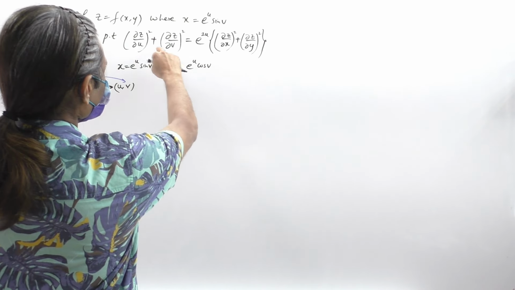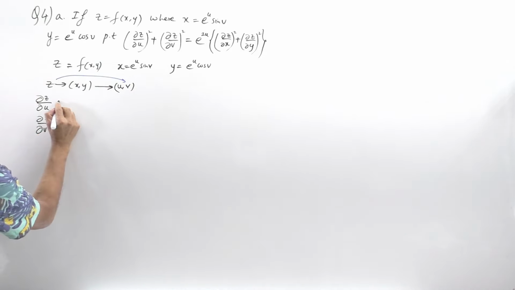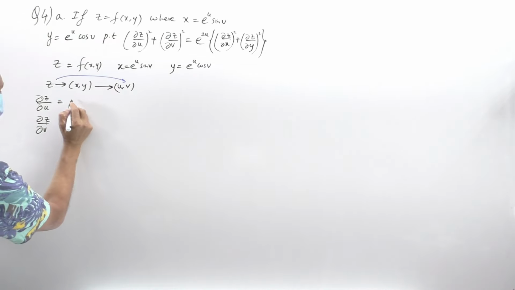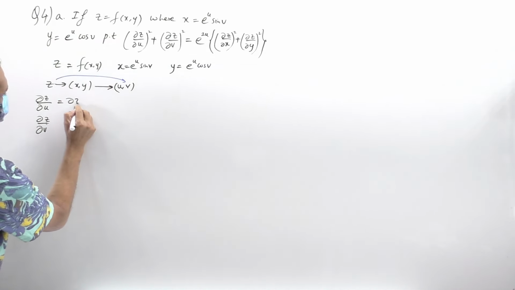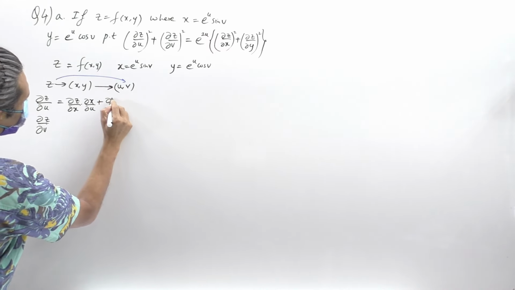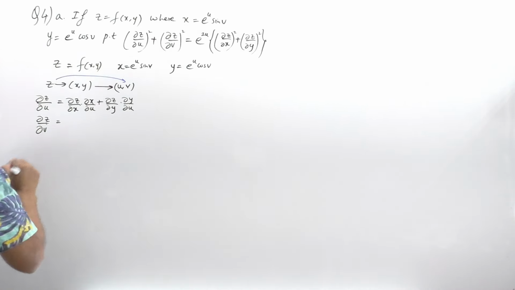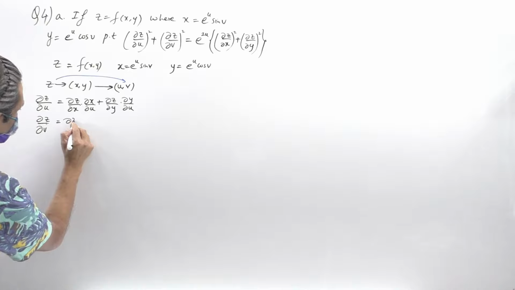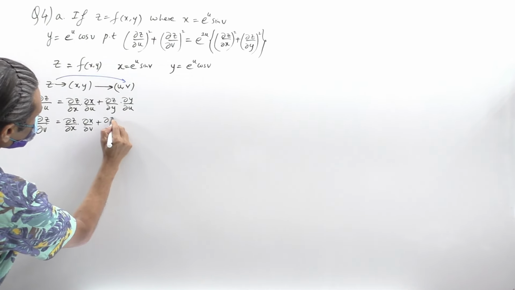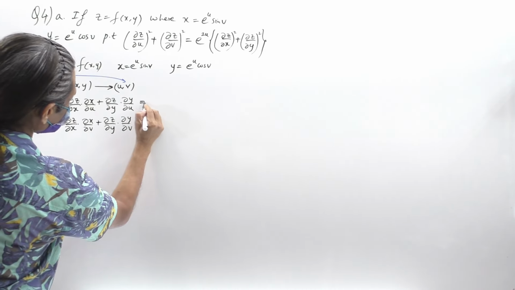So I think we can put in LHS and check whether the RHS is satisfied. Okay. So now first, ∂z/∂u will be equal to, with respect to x and y, ∂z/∂x into ∂x/∂u plus ∂z/∂y into ∂y/∂u. Similarly, ∂z/∂v will be ∂z/∂x into ∂x/∂v plus ∂z/∂y into ∂y/∂v. That's it. I hope you understood.